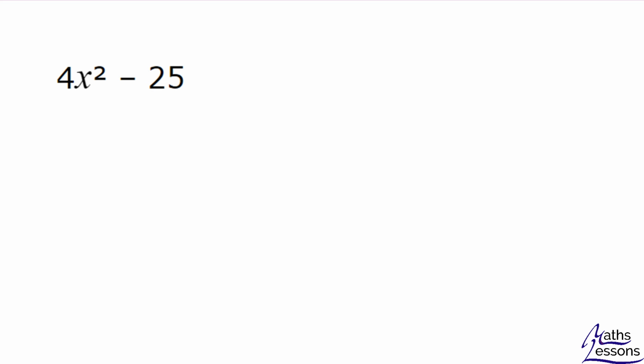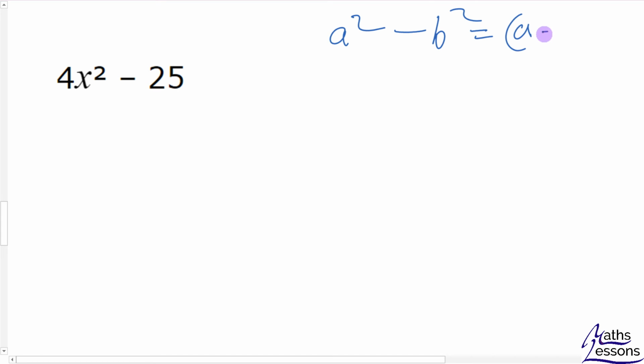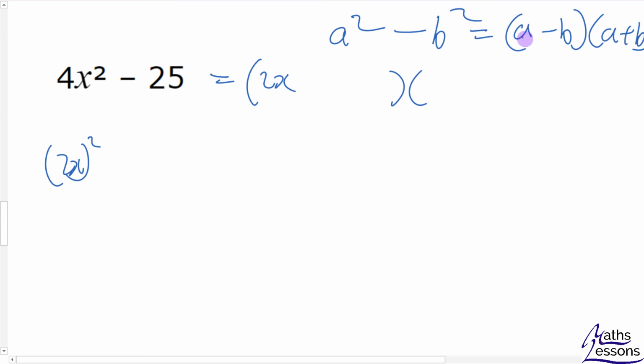Right, this is a special type. If you can spot it, you'd have done this in about 2 seconds flat. Now what you should have needed to spot is it's a difference of two squares problem, and a squared minus b squared always factorizes to a minus b times a plus b. And if you think about it, 4x squared is the same as 2x all squared. Do 2x times 2x, you get 4x squared. So therefore a is equal to 2x. So we can put 2x everywhere that a would be in here. Then at the end we've got 25. Well, that's b squared, so b must be 5.